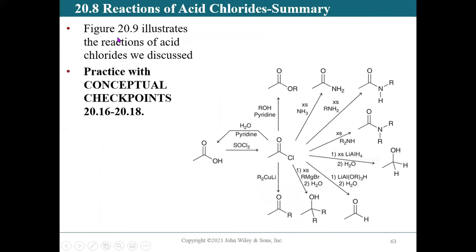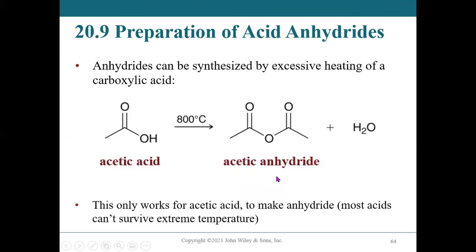And this figure 20.9 illustrates the reactions of acid chloride as we discussed. It is a very good summary. So committing those two memories. And so how we prepare the acid chloride from the acid, okay, how can we reduce back into the acid? Once we have this acid chloride, we can go through many of those reactions.